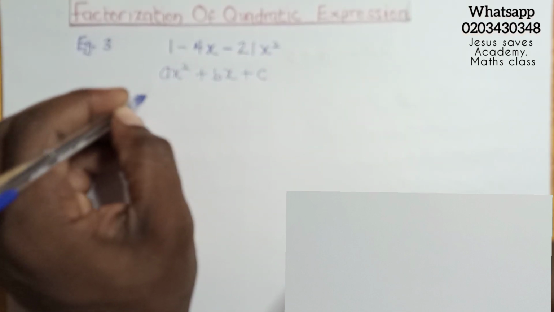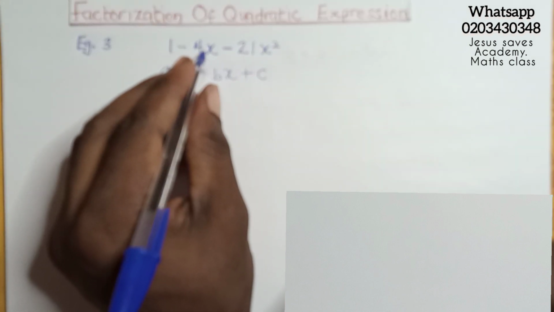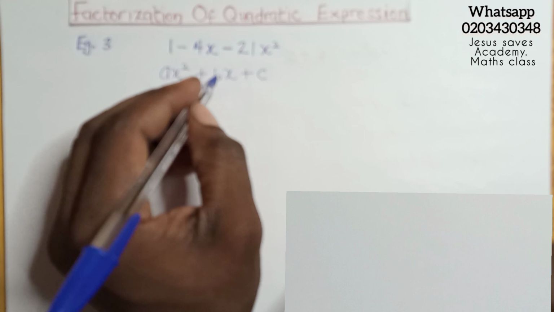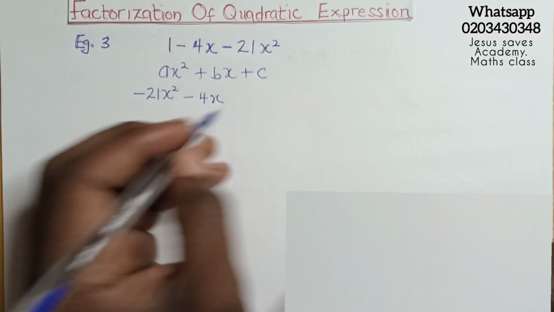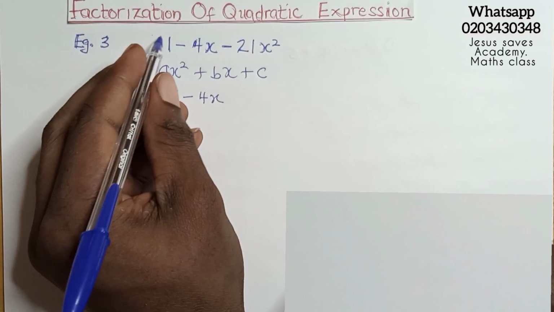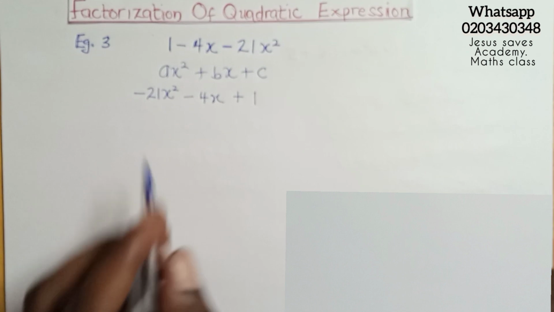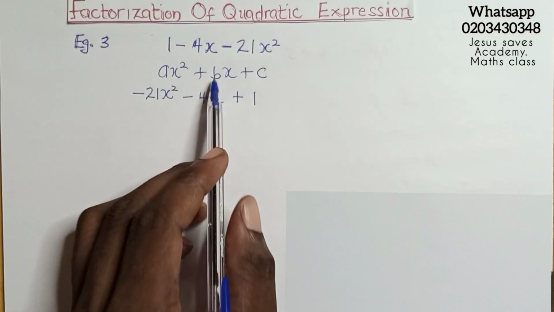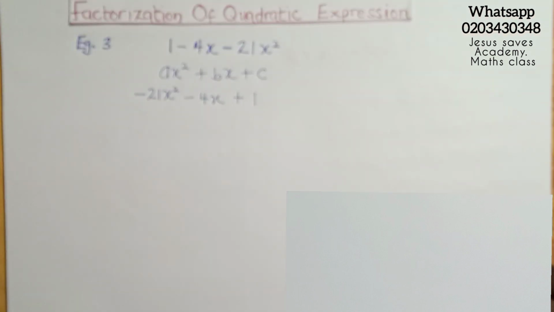So we have negative 21x squared, then we come to the x value, which is also negative 4x. Then the 1 is not negative, so it is positive, plus 1. So now it is in the form of ax squared plus bx plus c. When you have it in this form, you start searching for the factors of c.